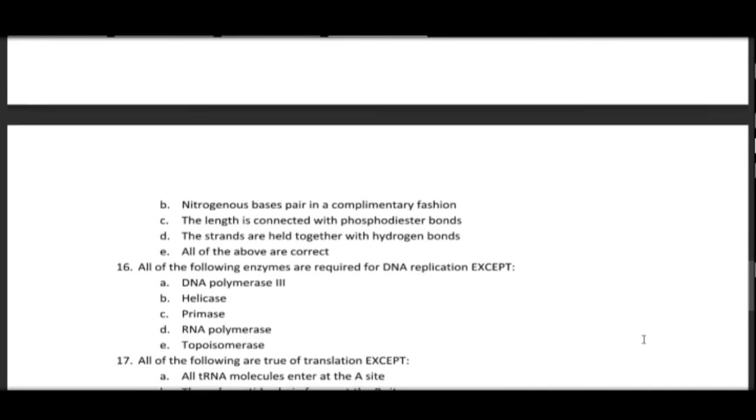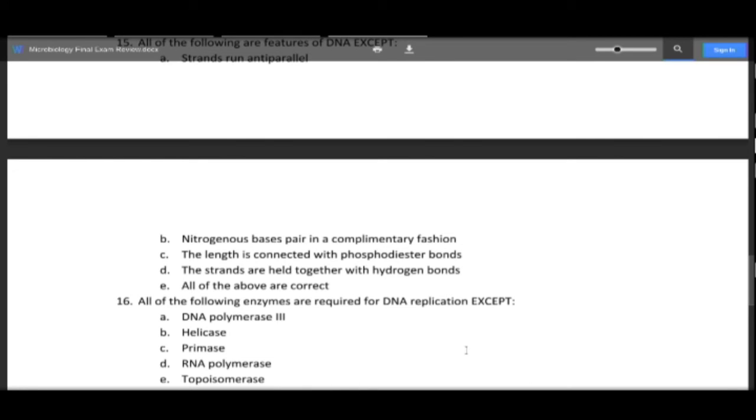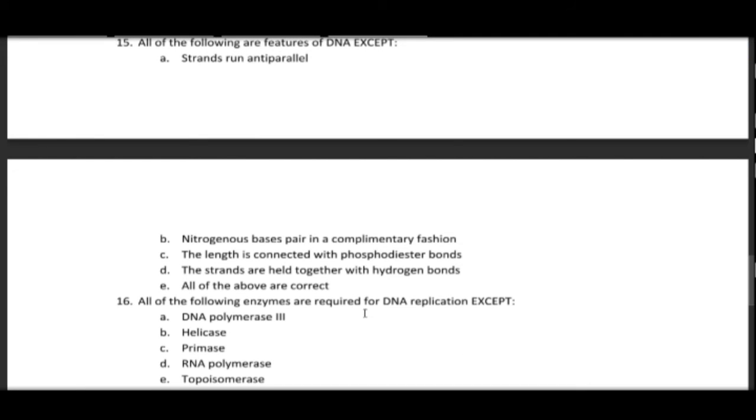Question 16 says, all the following enzymes are required for DNA replication, except. A says DNA polymerase 3, B says helicase, C says primase, D says RNA polymerase, and E is topoisomerase. So all these are enzymes, and we kind of have to remember what each one of these does.